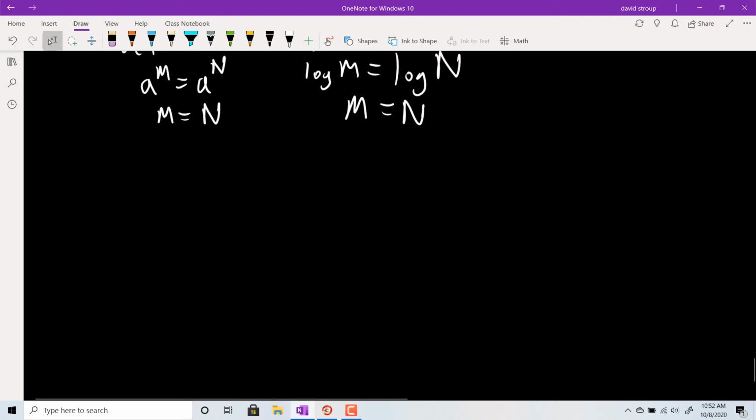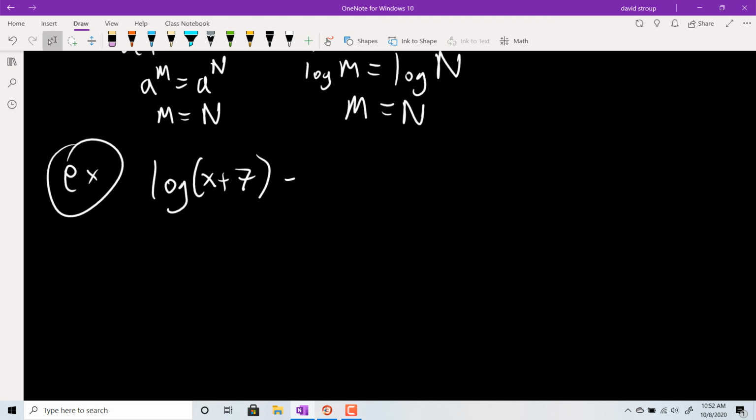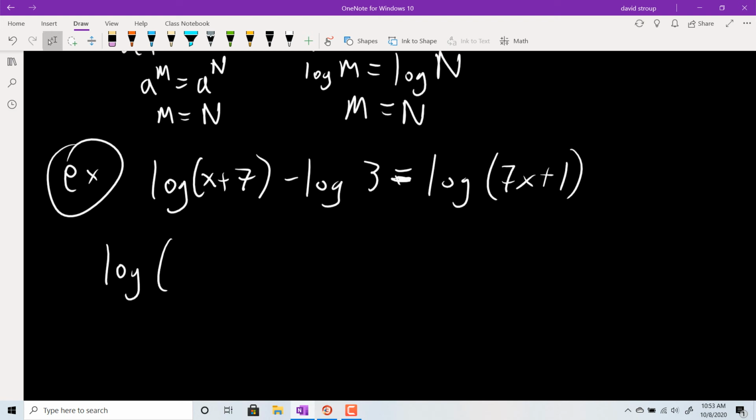So let's look at an example of that. I have log of x plus 7 minus log of 3 equals log of 7x plus 1. Okay, on the left-hand side, I'm going to use the quotient rule to simplify that into one log.